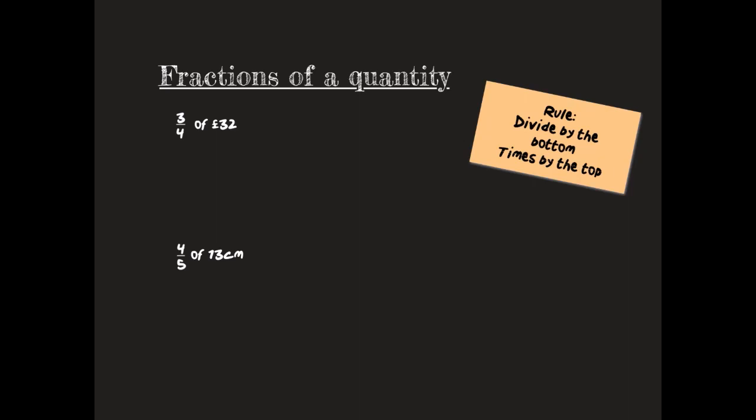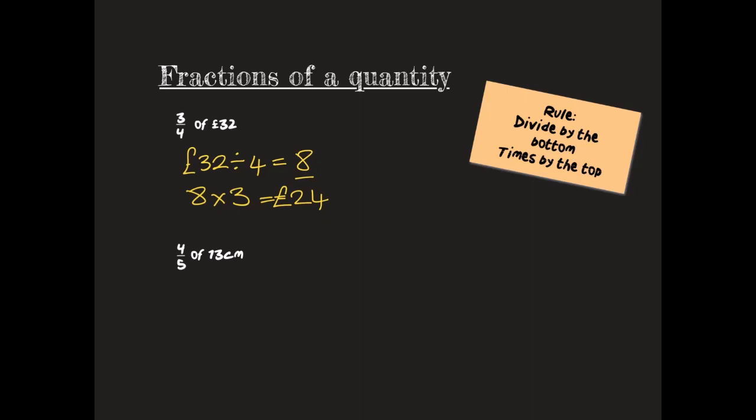So for this first one here, we've got 3/4 of 32. So we're going to work through this example. Following the rule, divide by the bottom: we're going to take our 32 and divide by the bottom of our fraction, which is 4. And 32 divided by 4 is 8. Now we want to times by the top, the second part of our rule. So take our 8 and multiply it by the top of our fraction, which is 3. And 3 times 8 is 24. And this was money, so it would be £24.